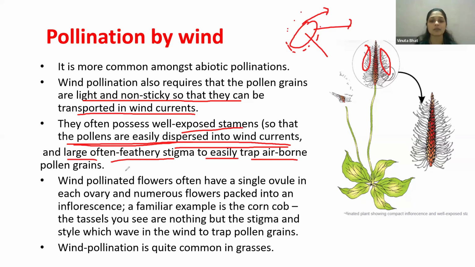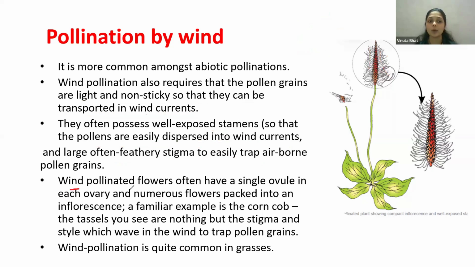So what kind of stigma is here? Large stigma that easily traps the airborne pollen grains. The stigma has to be large, so that it is able to trap the pollen grains, and well exposed stamens. So that is the characteristic.